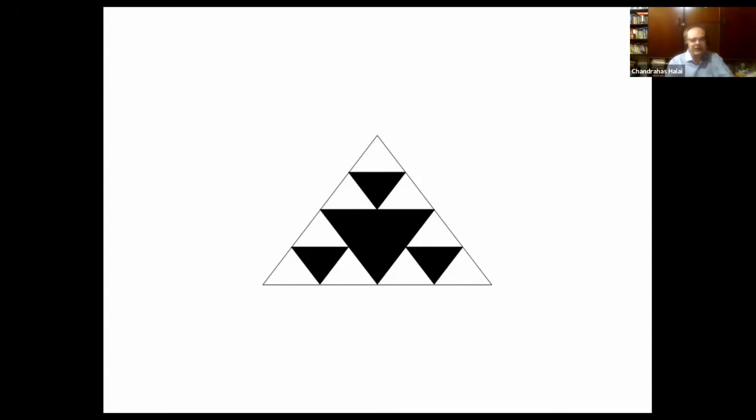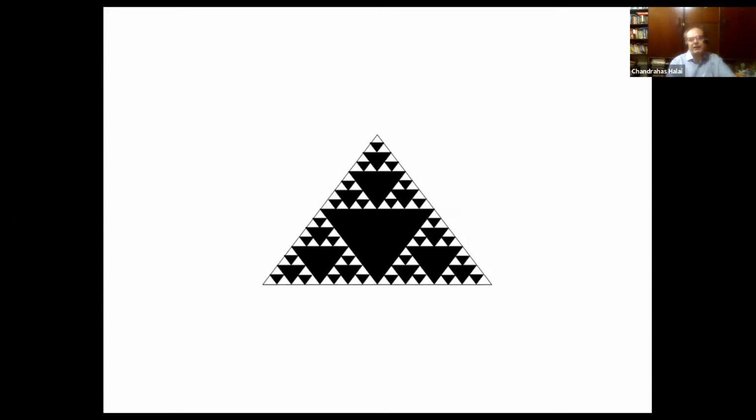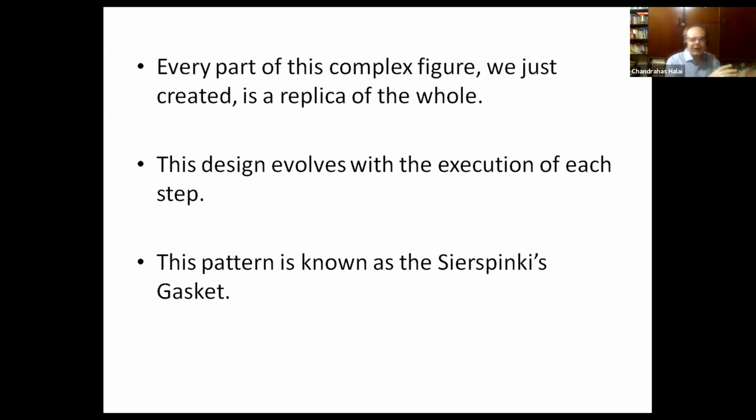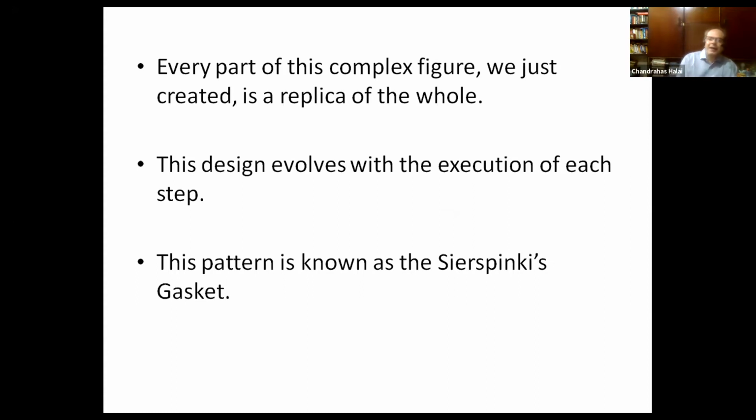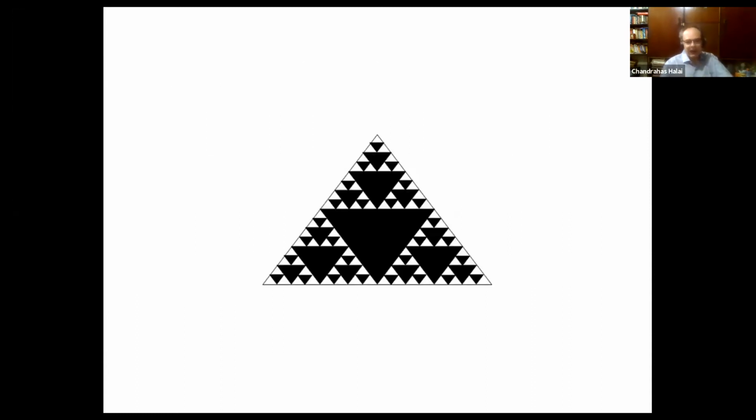Now let us repeat the same procedure again. Now you see that at every stage, we are creating self-similar shapes or a self-replicating shape. Now every part of the complex figure we just created is a replica of the whole. The design evolves with the execution of each step. Now this particular pattern is known as the Sierpinski's gasket or Sierpinski's triangle.